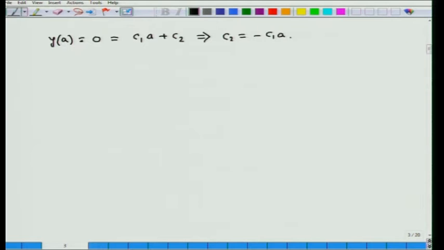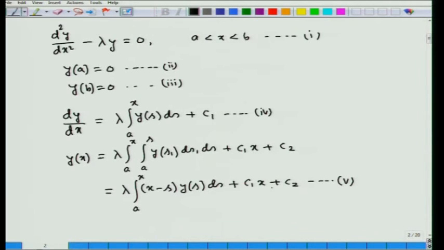So, the same thing you can obtain from here by writing y(a) equal to c1 (x minus a), and y(a) equal to 0. Then, c1 (x minus a) appears here, and c2 does not come into the picture.